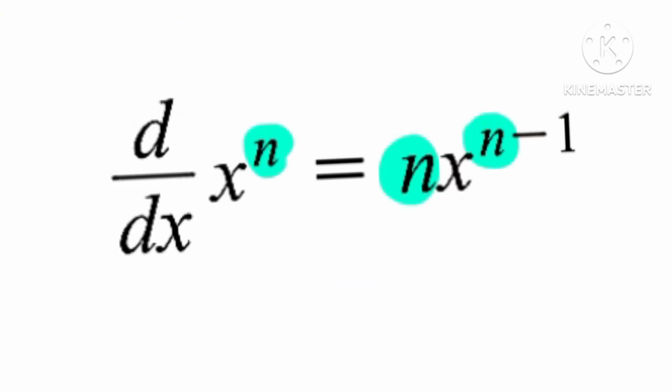The second rule is called the power rule. It states that d x to the power n by dx equal to n x to the power n minus 1. It is one of the most used formulas for differentiating. The second rule can be easily proved by the following method of limits.